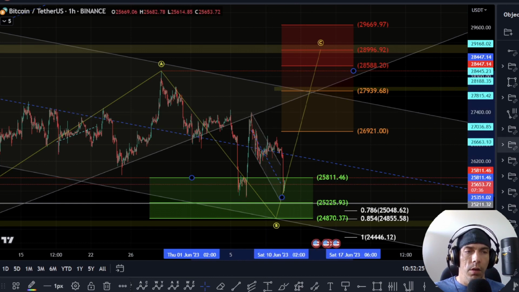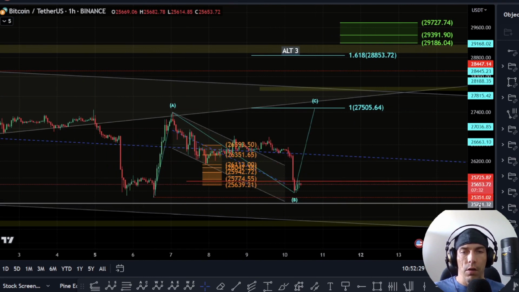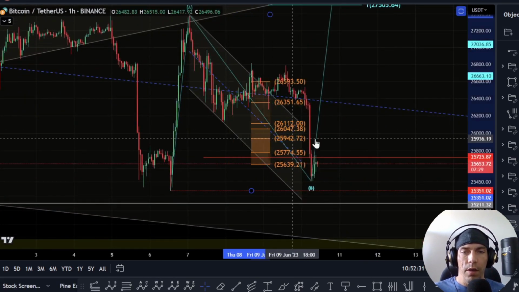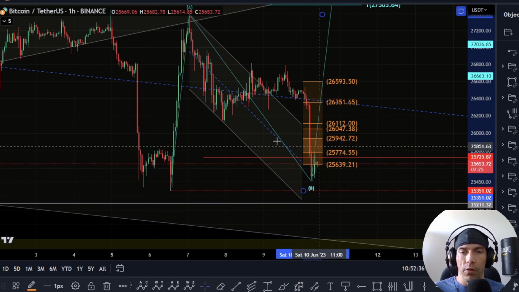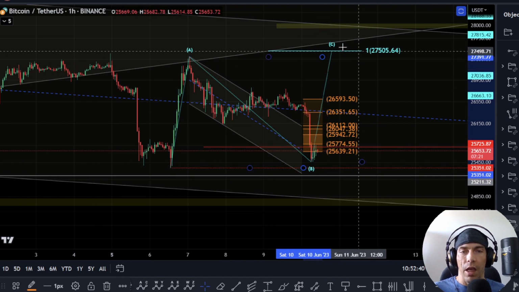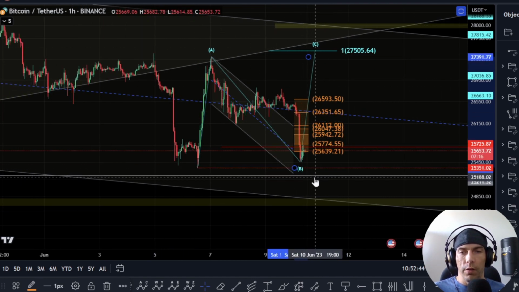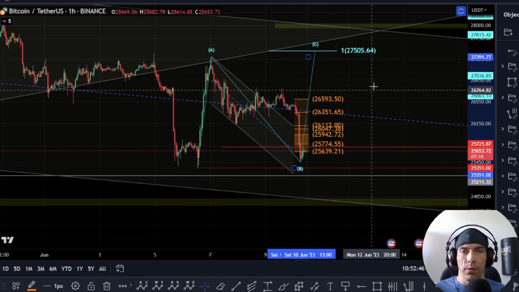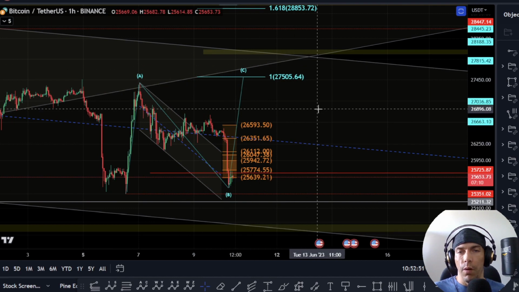Now, what we're talking about within this is the potential of having this as an A, B, and a C. Now, we have actually come down very deep here. We've come down past this 0.854, which is making this idea of the C wave to the upside starting to become less likely here. What we could still see within this count is, even if we do break this low, it could still be a flat. We need to always be aware of that, that even if we do break this low, we could still see a C wave push to the upside.